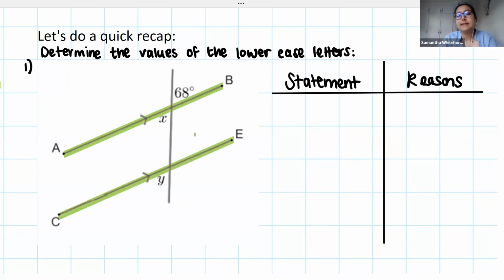Right, so guys, first thing we always do is we identify our parallel lines. So I've highlighted them for us in green there. That just helps me see exactly where my parallel lines are and potentially what shapes I'm going to use.